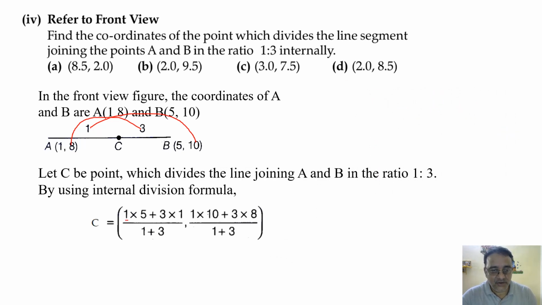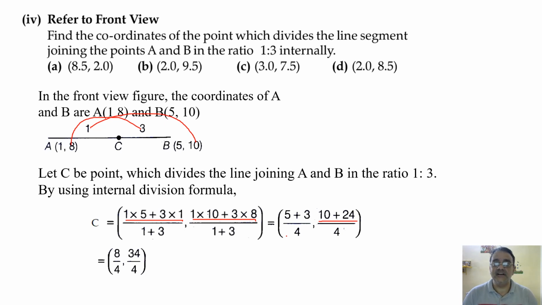ठीक है, तो ये हो जाएगा 5 plus 3 by 4 and this will become 10 plus 11 by 4. So 8 by 4 is 2 and this is 34 by 4. 34 by 4 is 8.5. So 2, 8.5. The correct option is D.